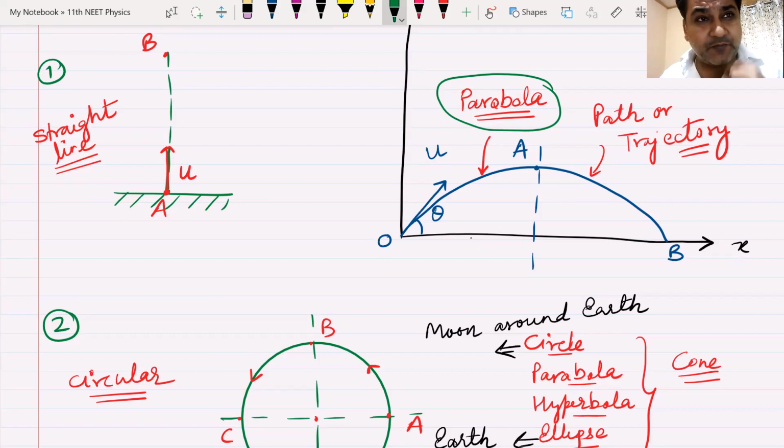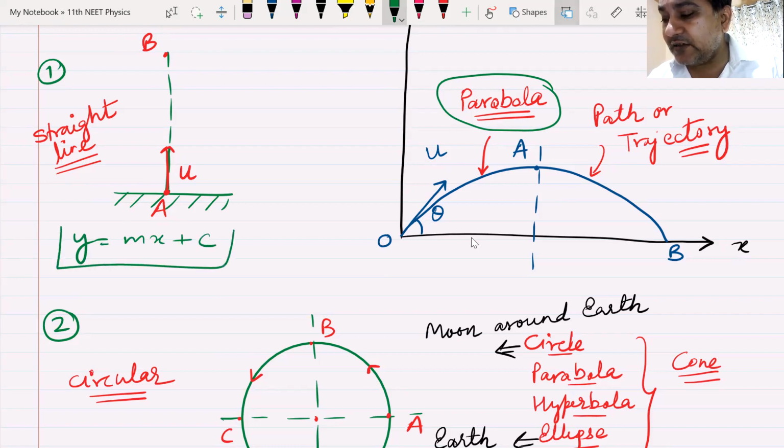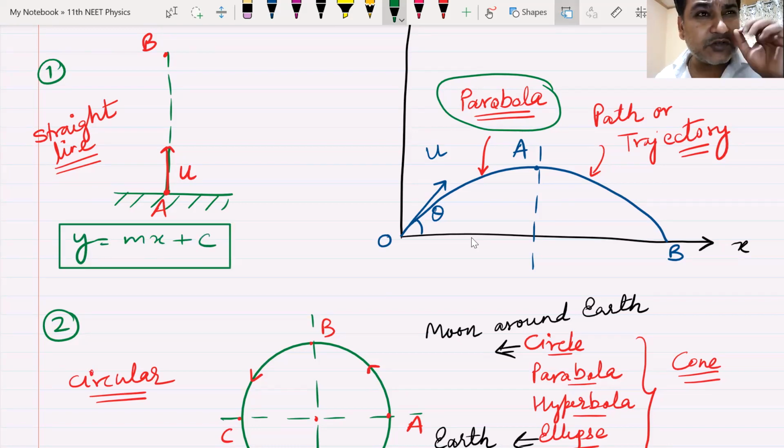Now, every path or every trajectory has an equation. Straight line has an equation. We discussed the equation of a straight line, y is equal to mx plus c. Do we remember this? We had discussed this equation, y is equal to mx plus c, equation of a straight line. Every straight line has an equation.